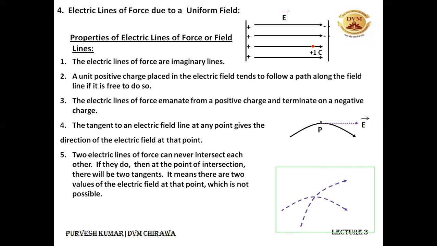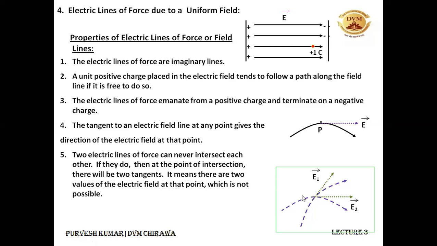Why so? Because if two electric field lines intersect each other, at the point of intersection, if I need to find the electric field direction at this point, what I will be doing is drawing a tangent to the electric field line at this point. So this tangent will be along this direction. Also, the tangent can be drawn at this point along this direction, because we have two electric field lines. So both can have tangents like this.